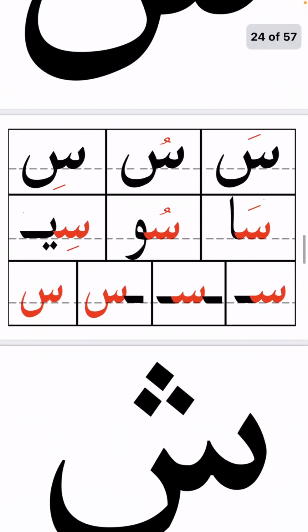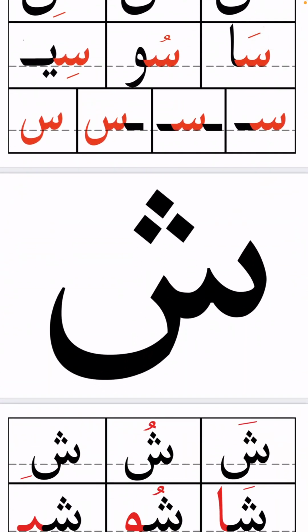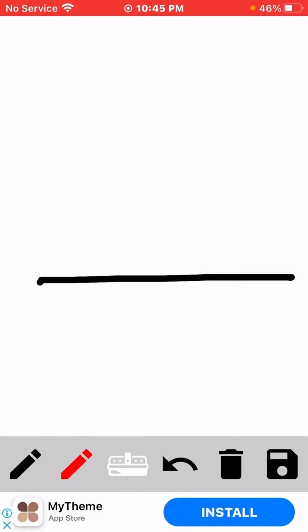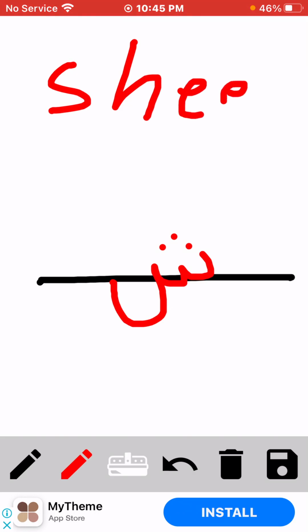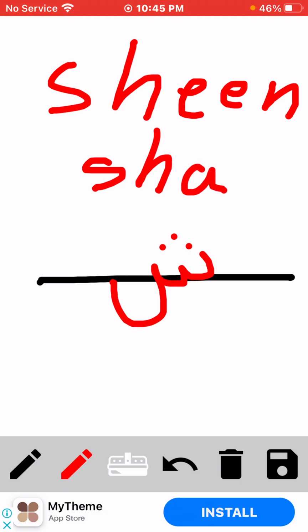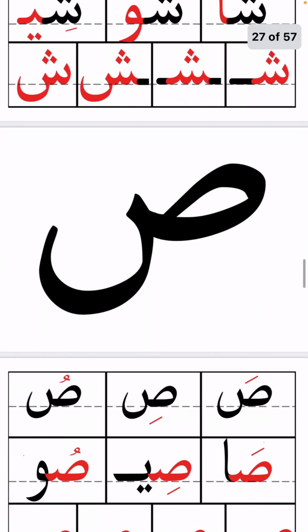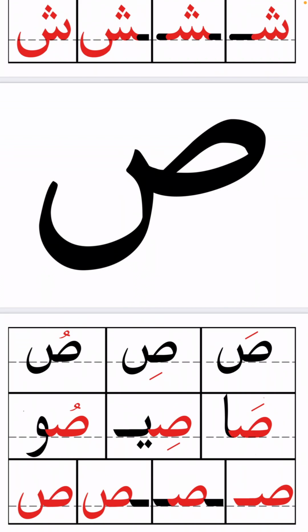Look here. It's very, very important. This is its sister, the same shape, but above it 3 dots. How do we pronounce this letter? This is letter shin, and its sound is sha. How do we write it? Like sin, but above it 3 dots. This is its name, and its sound is sha. It's so amazing, Arabic letters and Arabic sounds.